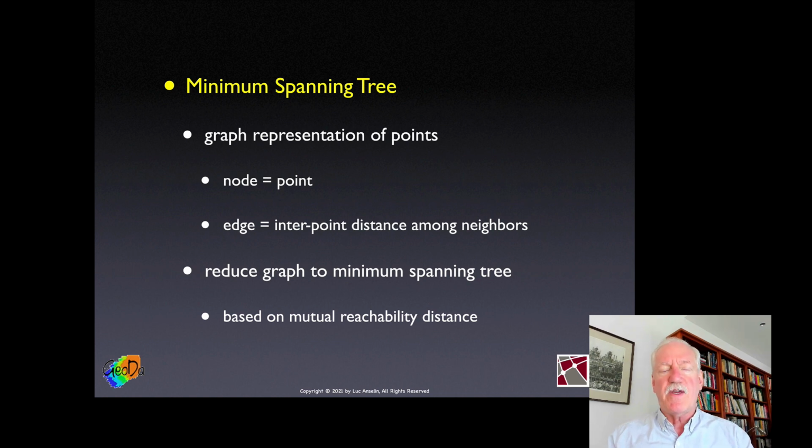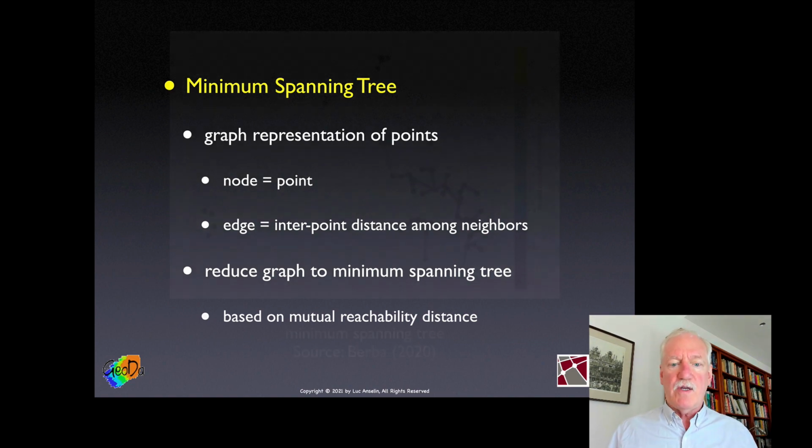So it's a great simplification of the complexity of the original graph. There's a number of different algorithms to accomplish this. The most common one is called Prim's algorithm. We'll talk about that more later. The essence is that we take our points, we replace the original distance by the minimum reachability distance, and then we represent the spatial structure by a graph, and then we turn this graph into a minimum spanning tree.